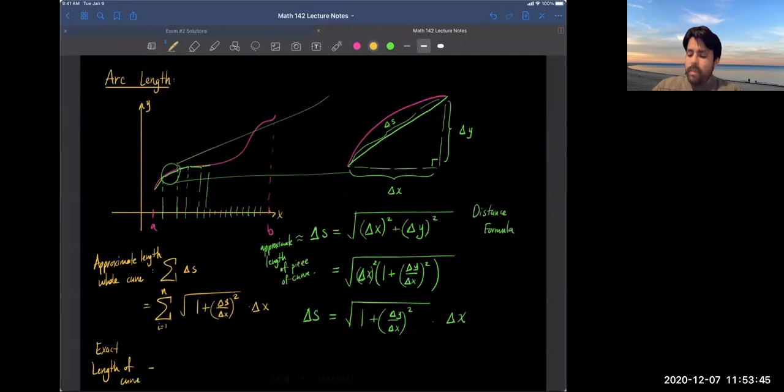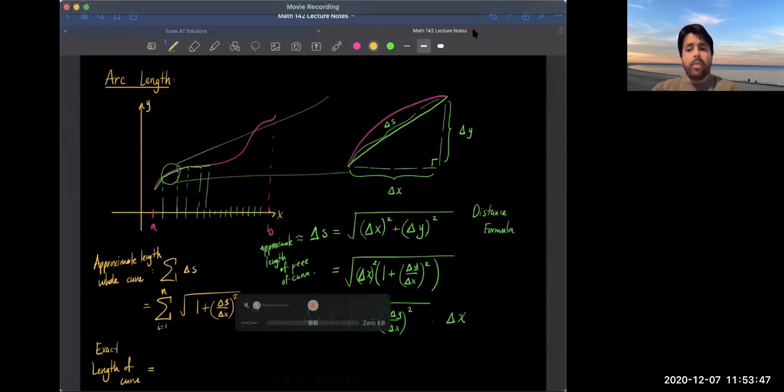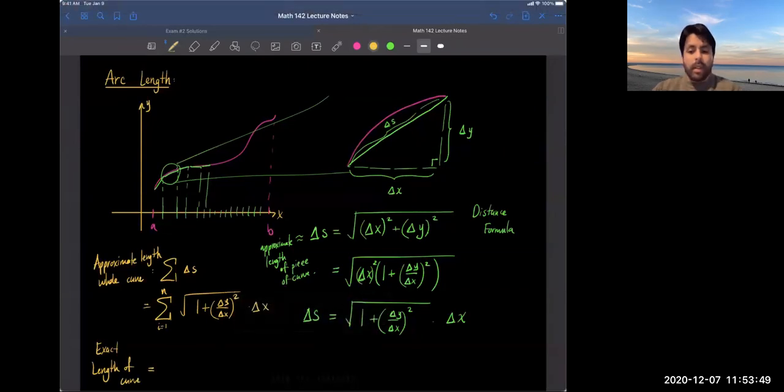What do I do? I use the limit. Take it to the limit. I'd say, make n go to infinity. I want an infinite number of these. I can do that. What happens when I do that?